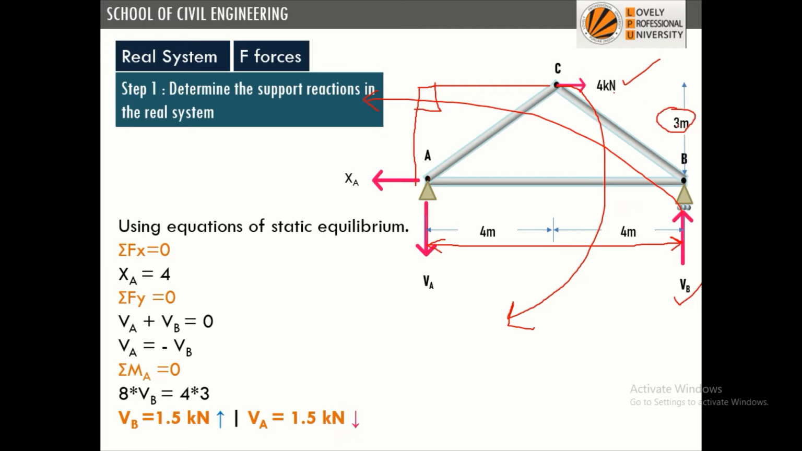So we write 4 into 3 is equal to Vb into 8. So we get 8 Vb is equal to 4 into 3. From this we get Vb is equal to 1.5, and if you substitute in this, we know that Va is equal to minus Vb. So Va will be equal in magnitude to Vb only, but opposite in direction.